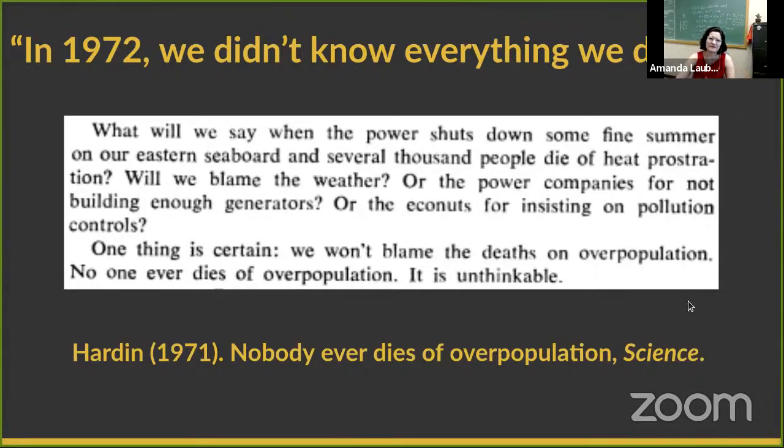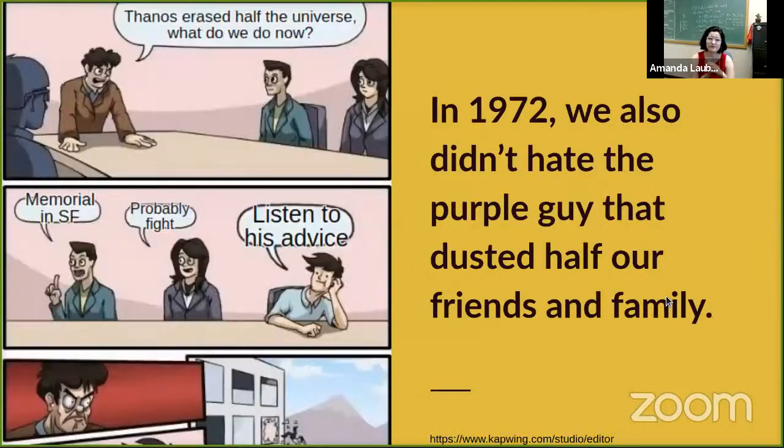I would argue that if you set the population back to 1972, there's no real evidence that we would do something different at this point. And then if that's not convincing enough, I would say human pettiness would keep us from doing something differently if our population was suddenly set back to 1972. Because another thing that we didn't have in 1972 was a giant purple villain who had just dusted half of the people we care about.